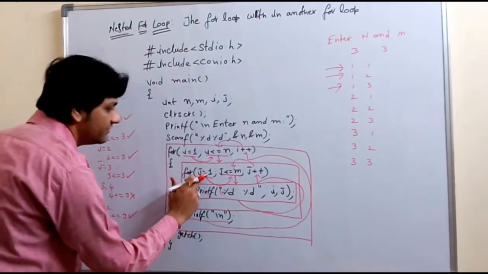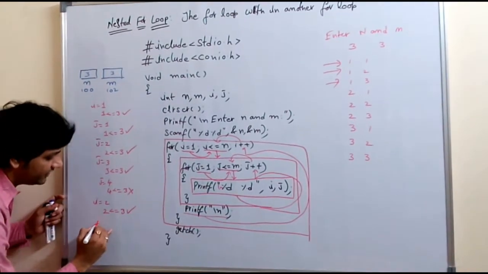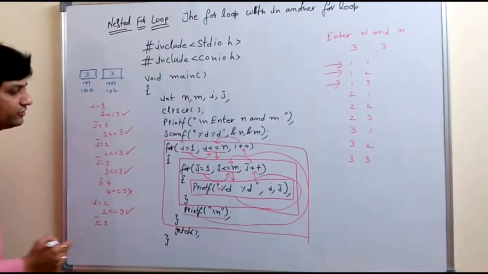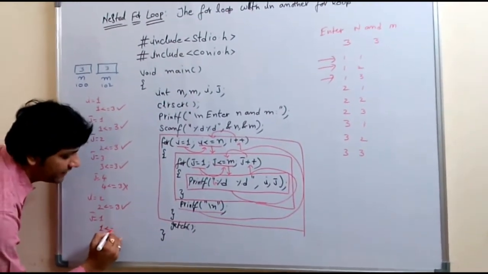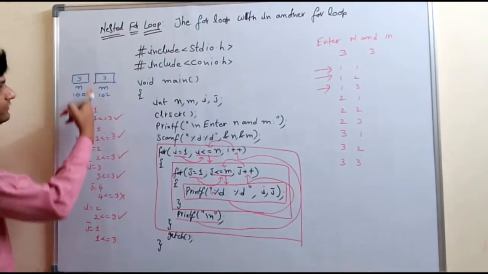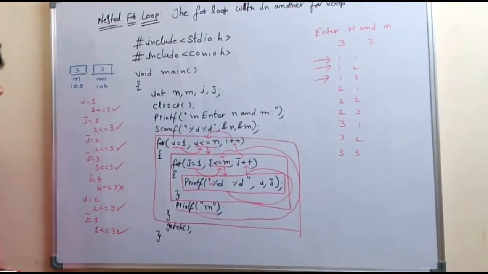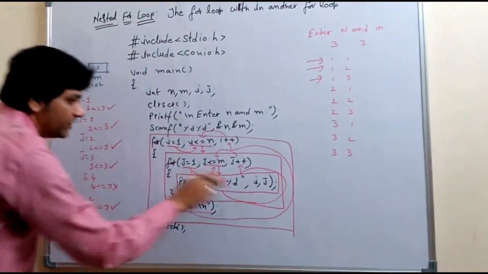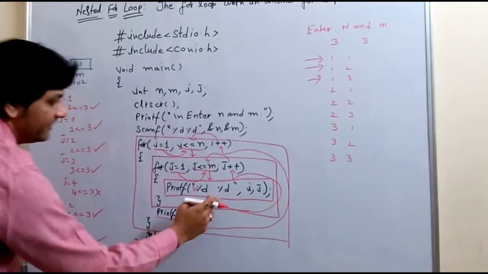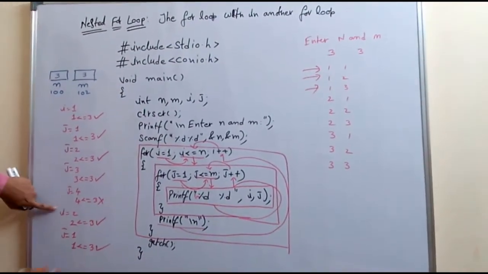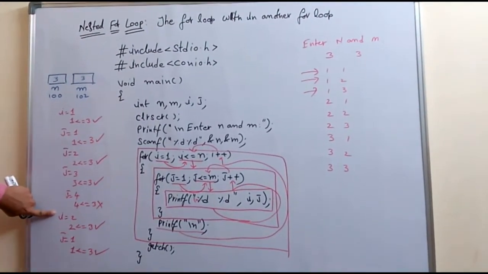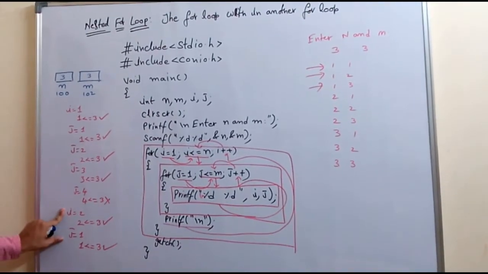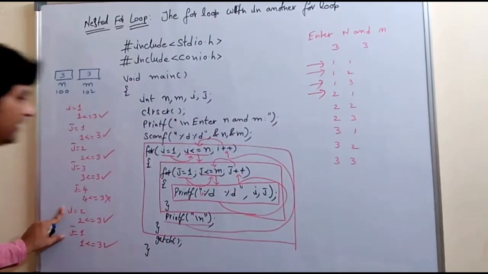That means j will be initialized once again. j equals 1. It will come here. j less than or equal to m, that means 1 less than or equal to 3. The m value is 3. 1 less than or equal to 3 is true. So it comes inside of the inner for loop. Now what are the i and j values? The i value is 2, and the j value is 1. So 2, 1 is the output.